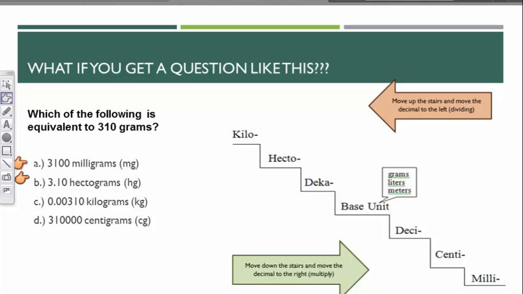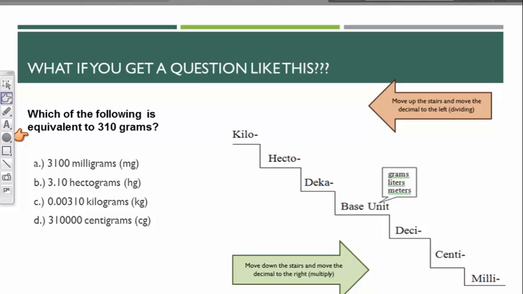So you have some multiple choice answers. Well, this is interesting. You see that each of these answers has a different unit. We have milligrams, hectograms, kilograms, and centigrams. So the only way that you can figure out this answer is to convert all of these.